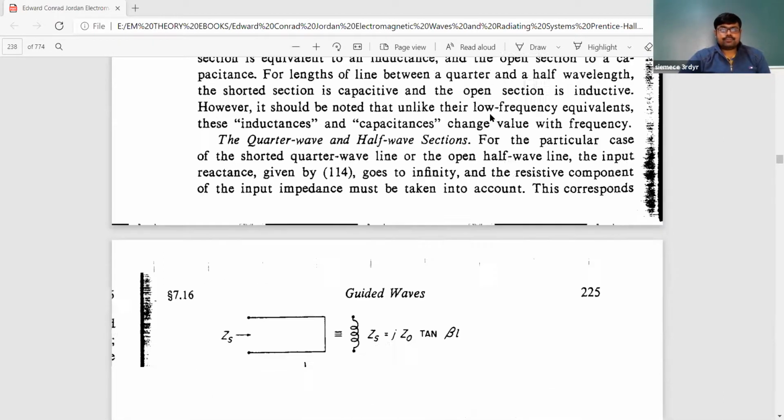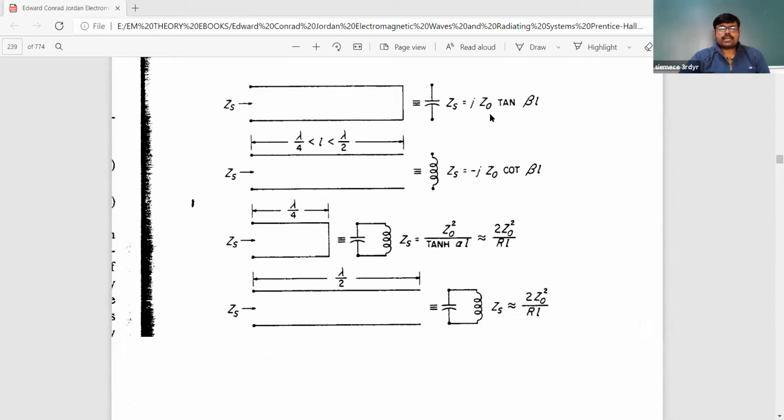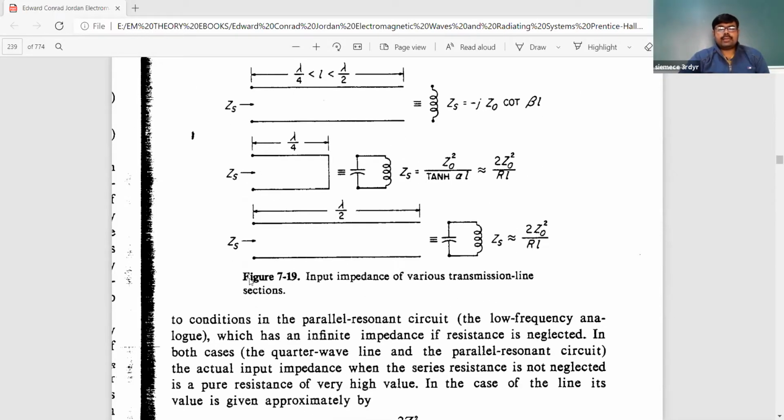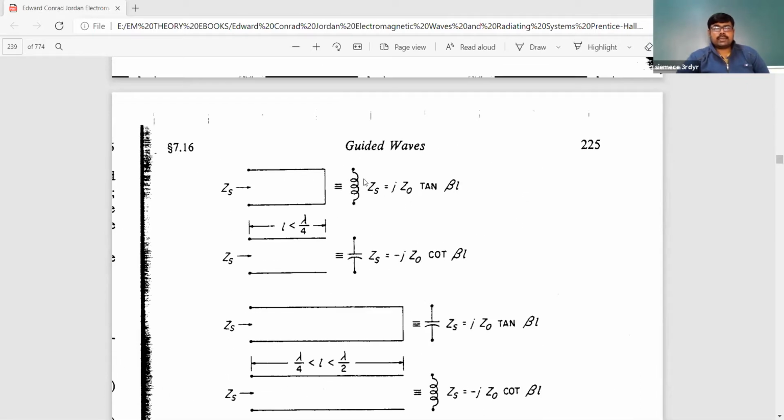So now if you see the different expressions in the figure, figure 7.19, that is the input impedance we are finding out of various types of transmission line sections. What is the input impedance that we have to find out? In this particular figure, you will see various conditions.